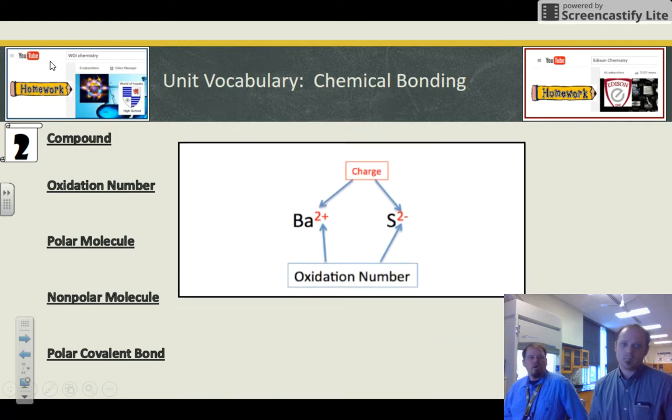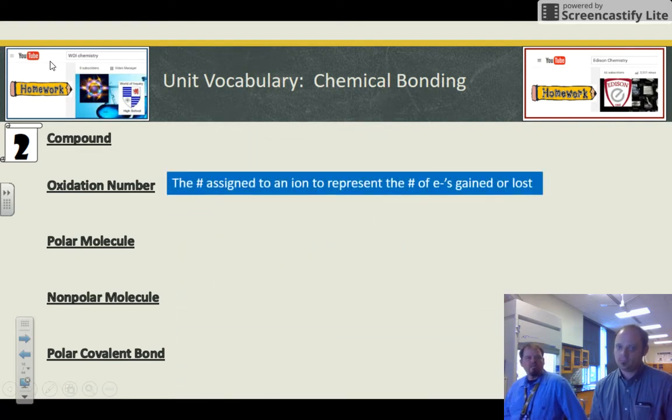Oxidation number. So this is that charge number in the upper right-hand corner. This is the number assigned to an ion to represent how many electrons it's gained or lost, showing its current charge because of that. And it is stable as the ion because of the octet rule.